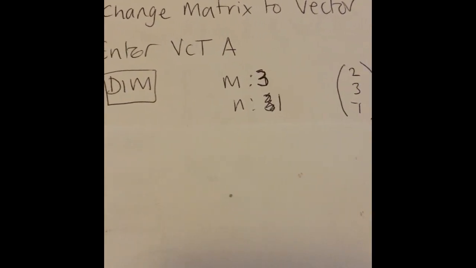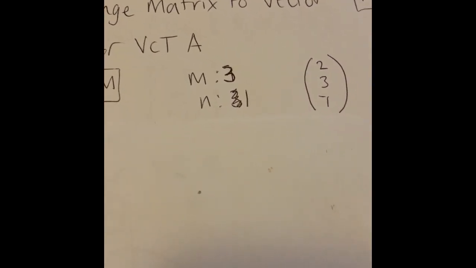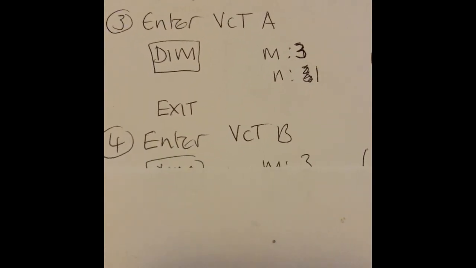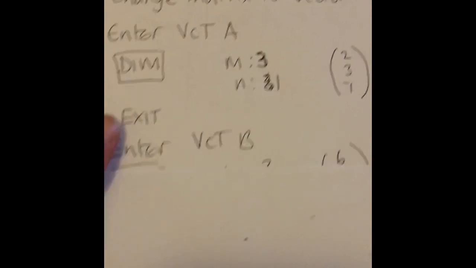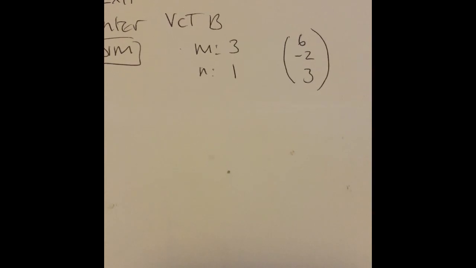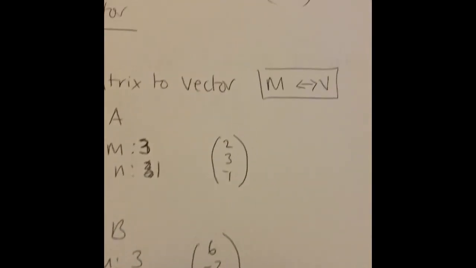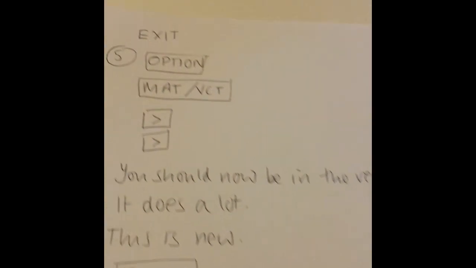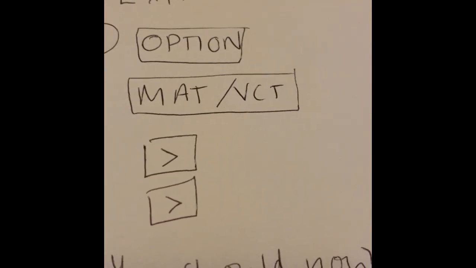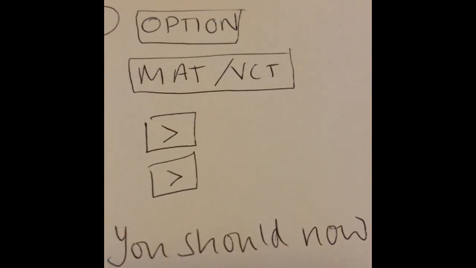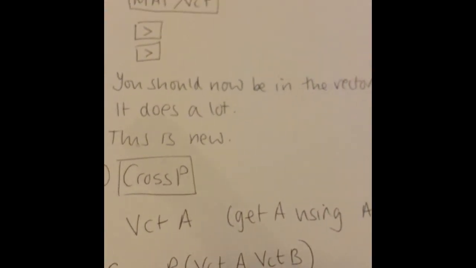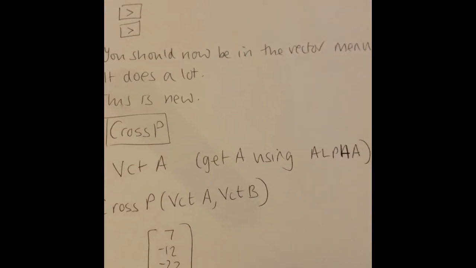You're then going to enter the dimensions for vector A, and I'm going to enter obviously that vector. So you select dim and you enter 3 and 1. You then exit. You're then going to enter vector B. And again, I do the dimensions and I enter vector B. And then you're going to exit out of there. When you've done your exit, you press option, you then select Mat VCT, you press the arrow above F6 twice. Now that should get you into the vector menu.